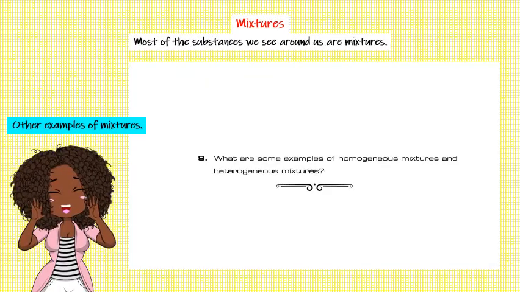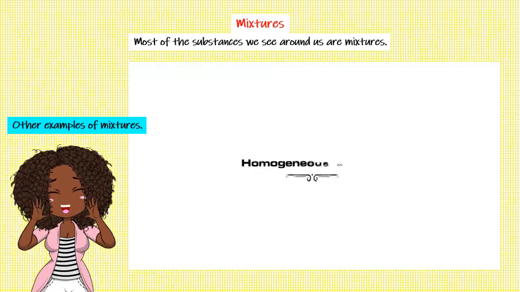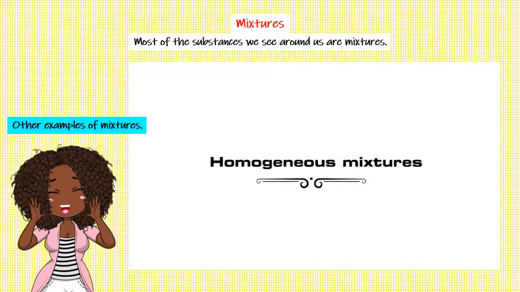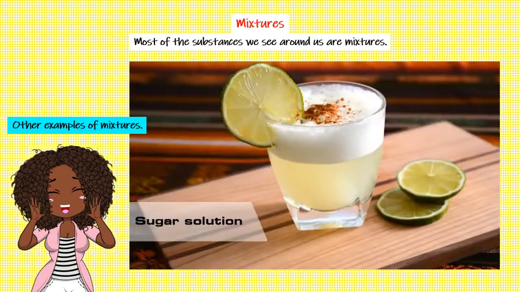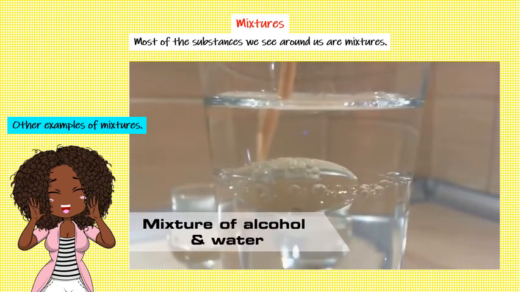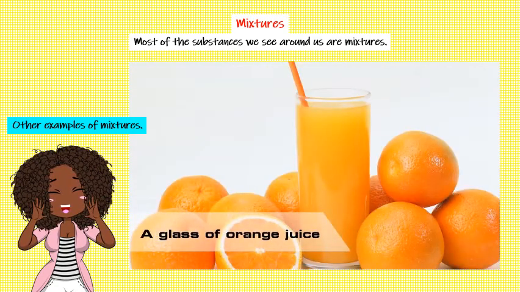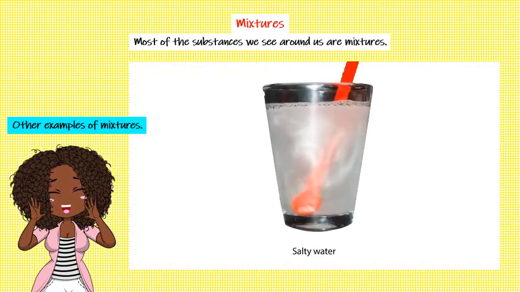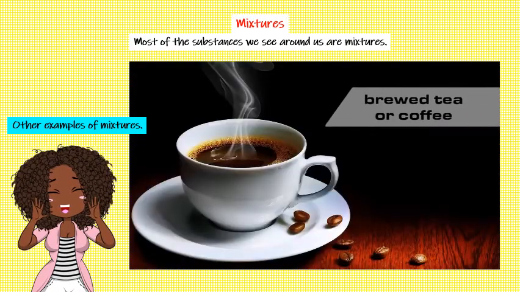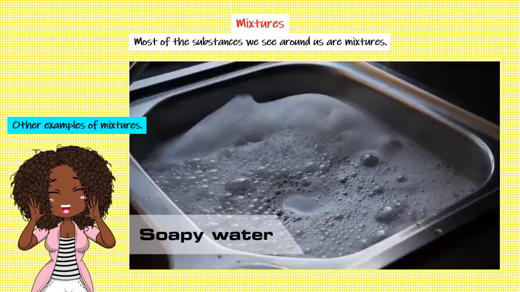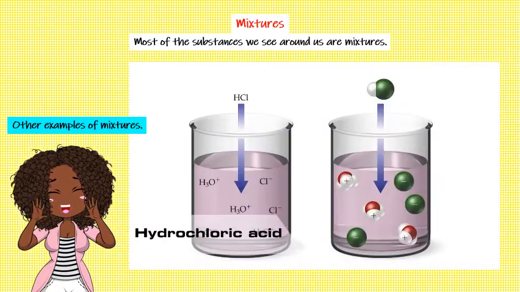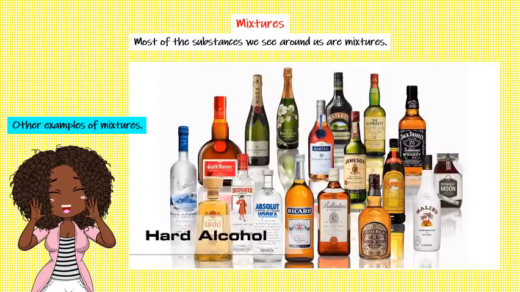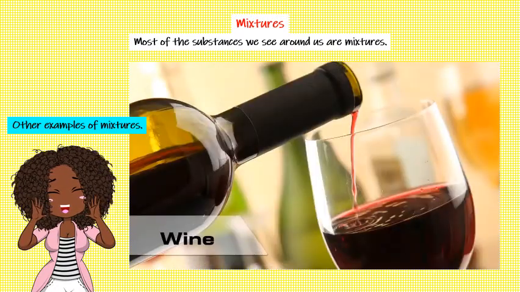What are some examples of homogeneous mixtures and heterogeneous mixtures? Answer. Homogeneous mixtures are mixtures in which the constituents don't appear separately. 1. Blood. 2. A sugar solution when the sugar is completely dissolved. 3. A mixture of alcohol and water. 4. A glass of orange juice. 5. Salty water where the salt is completely dissolved. 6. Brewed tea or coffee. 7. Soapy water. 8. A diluted solution of hydrochloric acid. 9. Hard alcohol. 10. Wine.